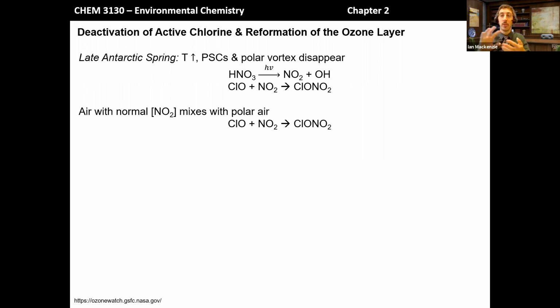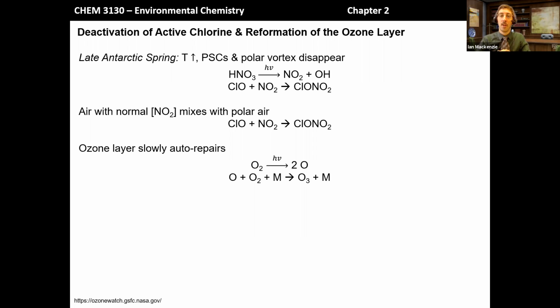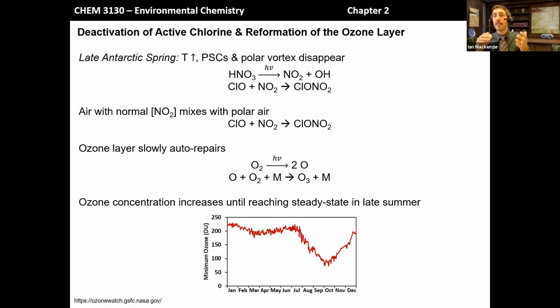And so as you get into the late spring and into the early summer, we have an increase in the concentration of NO2, which leads to a decrease in the concentration of active chlorine. What happens after the chlorine has returned to its inactive form is that the ozone layer slowly auto-repairs. So we have the normal formation of ozone, which involves dissociation of O2 into two oxygen atoms. Those combine with O2 to reform ozone. And then slowly that ozone concentration will build up until it reaches a steady state concentration.